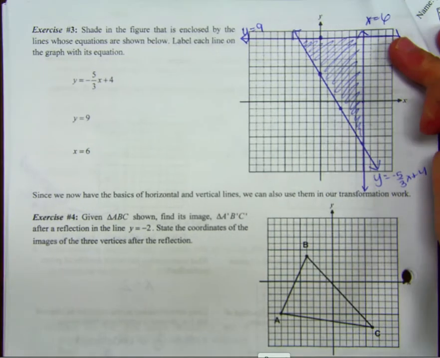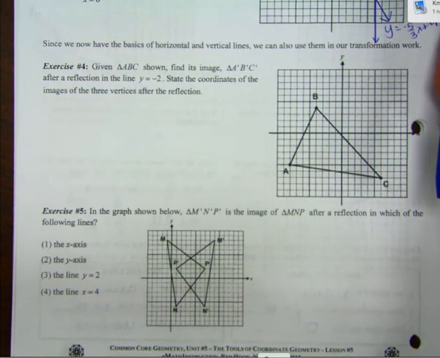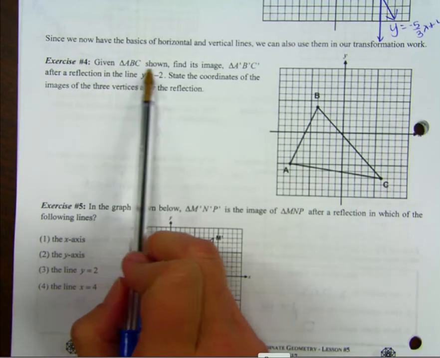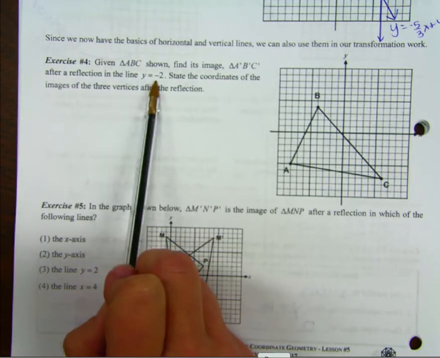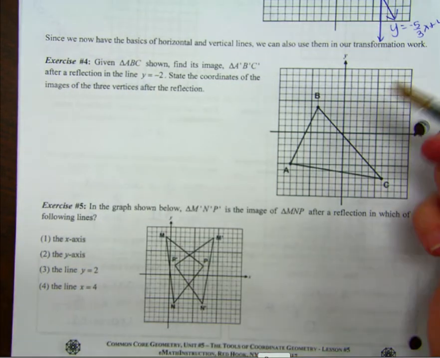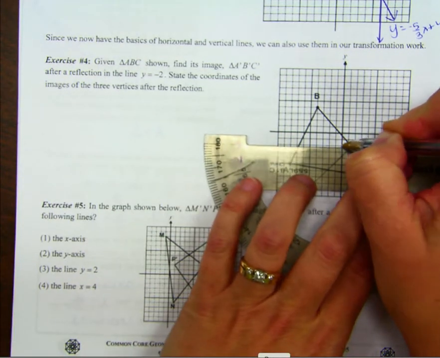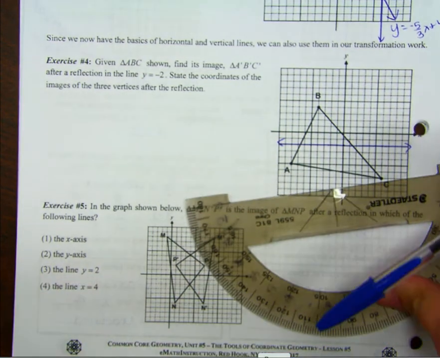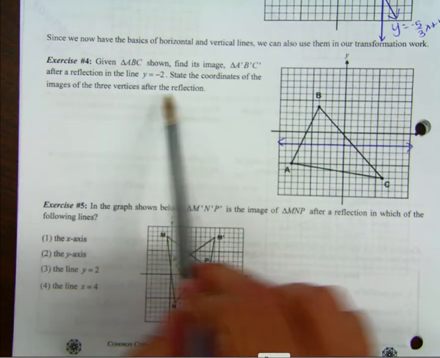All right, the next example, exercise number 4. This one says, since we now have the basic horizontal and vertical lines, we can also use them in our transformations. So we're given triangle ABC shown in the figure, and A prime, B prime, C prime is a reflection over the line y equals negative 2. So y equals negative 2 is going to hit the y-axis at negative 2. So that's going to be a horizontal line. And we can reflect over it, and then it wants us to state the coordinates of the image of all 3 vertices after the reflection.